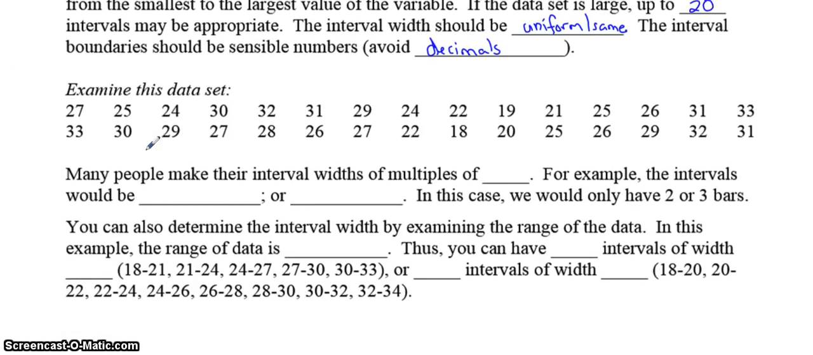So if we take a look at this data set, what you want to do is know what your minimum value is and your maximum value. So if you look through the data, the minimum is 18 and the maximum is 33.